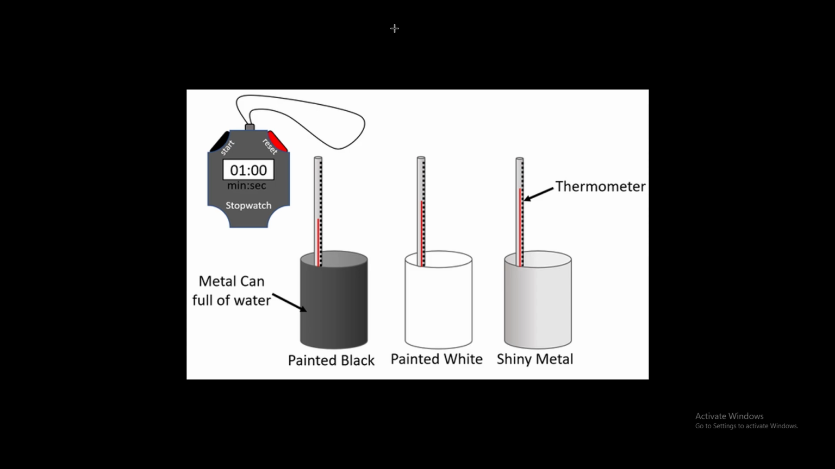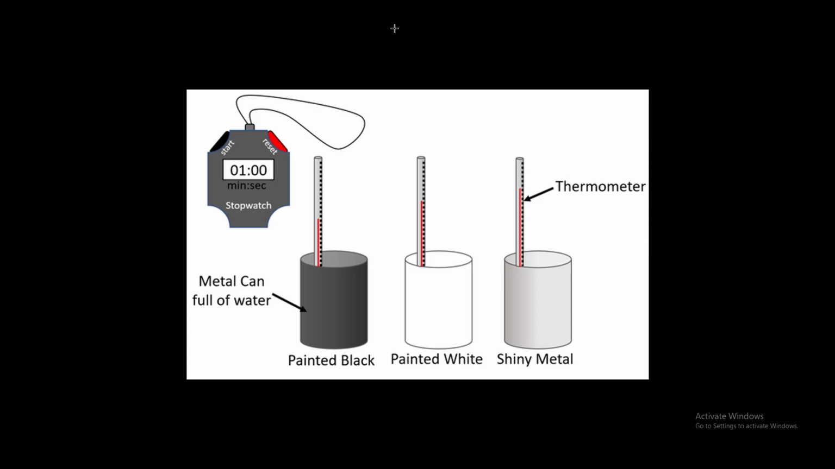In this experiment, we have three metal cans filled with water, one painted black, one painted white, and one shiny metal. Each has a thermometer to measure how quickly they absorb heat when exposed to a heat source. The black can absorbs the most heat because dark surfaces are excellent at absorbing radiant energy. The white can absorbs less, and the shiny metal reflects most of the radiation, making it the least efficient at heating up.